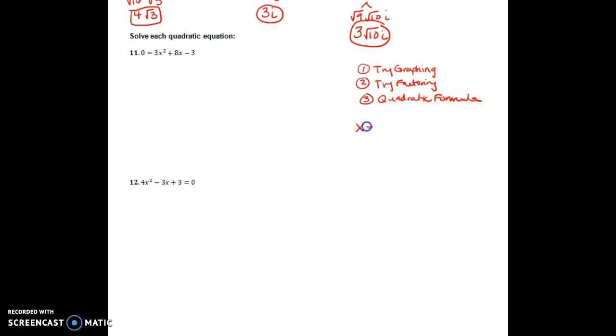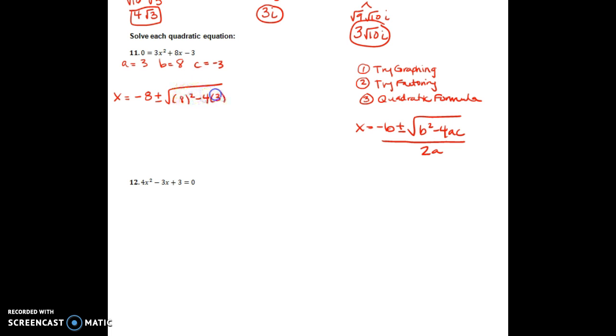Quadratic formula again is x equals the opposite of b plus or minus the square root of b squared minus 4ac, all divided by 2a. Since that's the method that always works, that's what I'm going to do in 11 and 12. a is 3, b is 8, c is negative 3, so x equals the opposite of b plus or minus the square root of b squared minus 4ac, all over 2a. And then I'm just combining and simplifying.